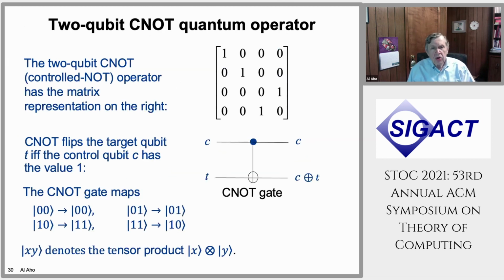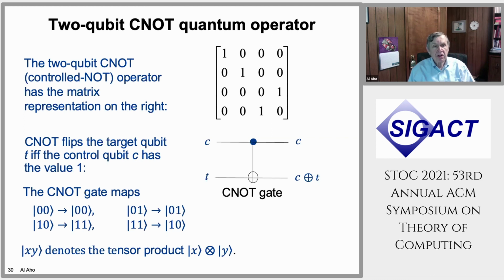Another useful unitary transform is the 2-qubit controlled NOT quantum operator. It's often called the CNOT operator. And it has the matrix representation I've shown on this slide. You'll notice that the rows and columns of this matrix are orthonormal. So this is a unitary matrix.